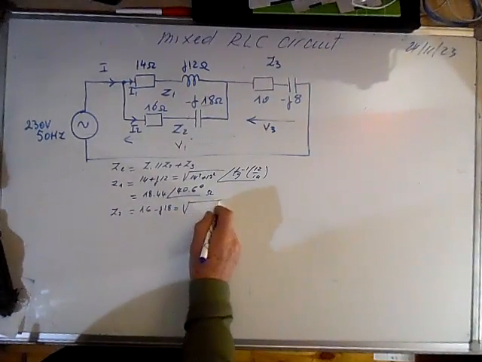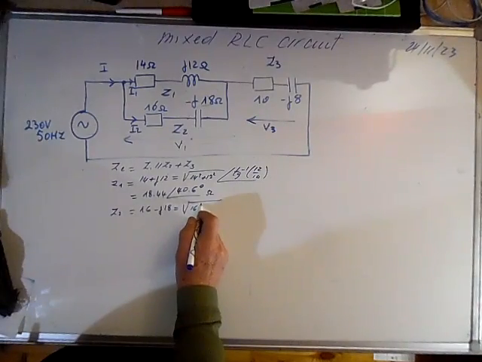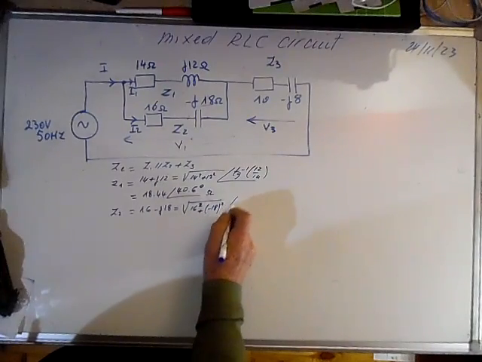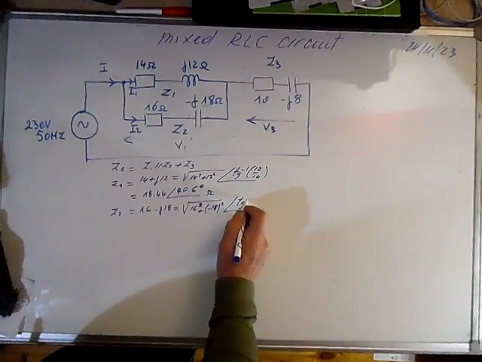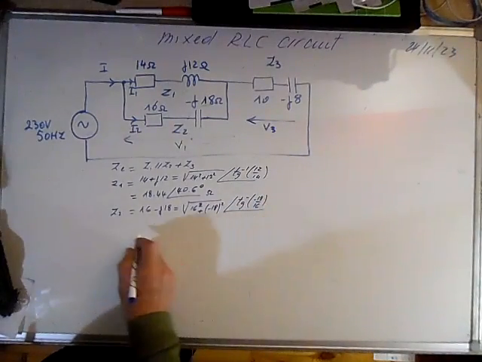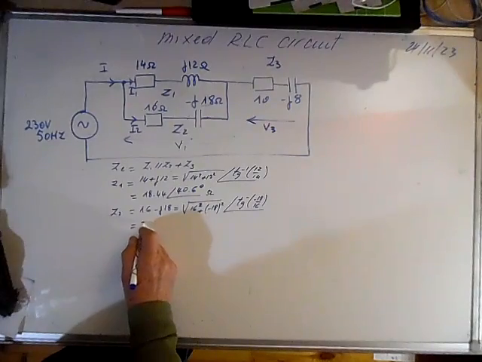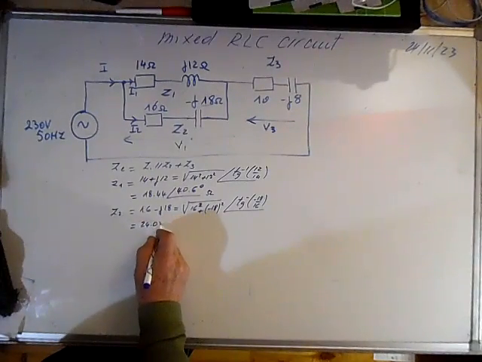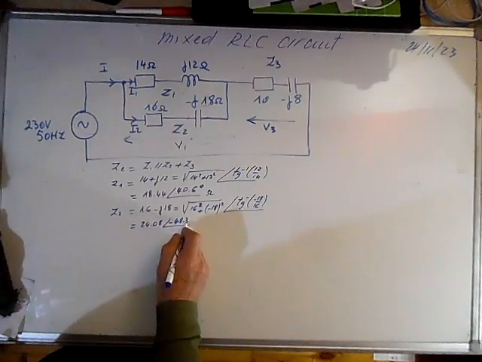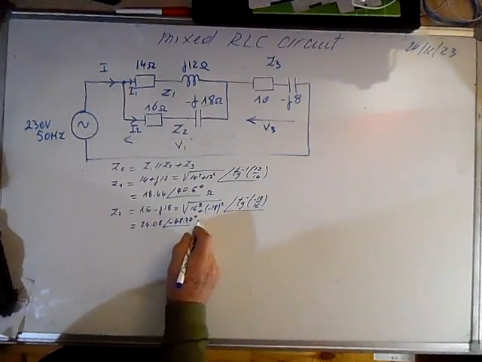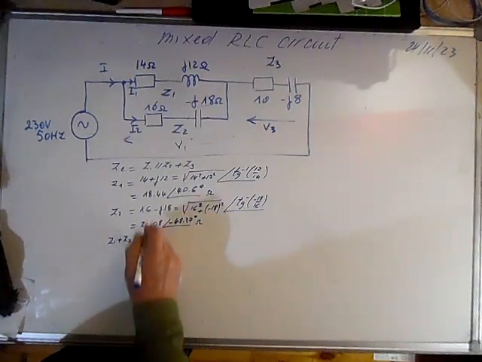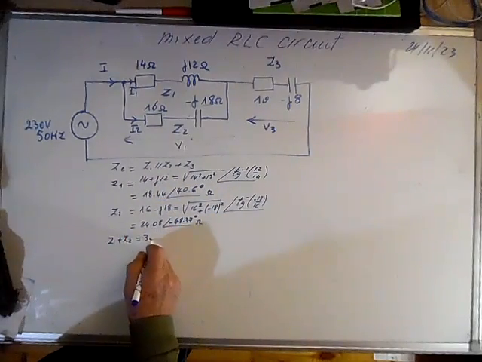Z2 we can write as 16 minus j18. In polar form, it's the square root of 16 squared plus minus 18 squared, and the argument is the arctangent of minus 18 over 16. This will give us an impedance of 24.08 and argument minus 48.37 degrees, in ohms.